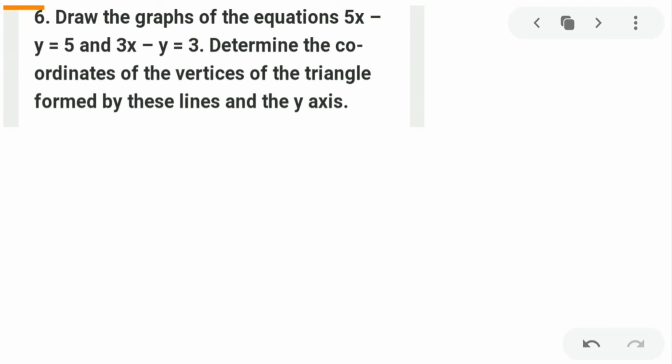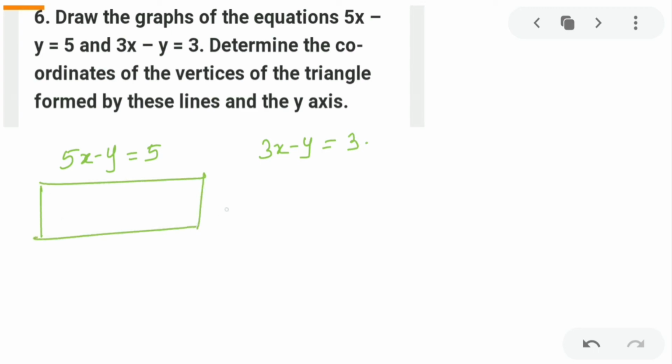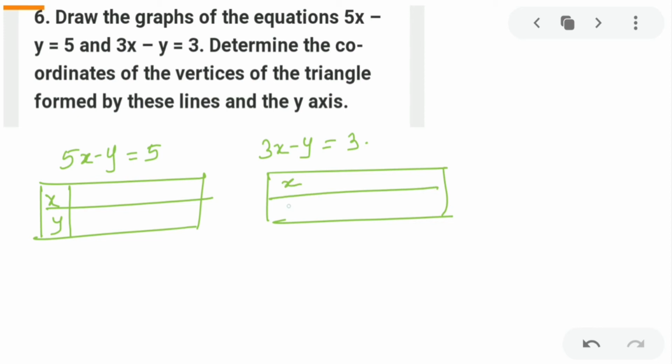Your next is draw the graphs of equation 5x minus y is equal to 5 and 3x minus y is equal to 3. Whenever you have to draw the graphs, make sure you make the tables for that first. Put your x, y, at least minimum 3 to 4 points you have to get, x and y of each point.